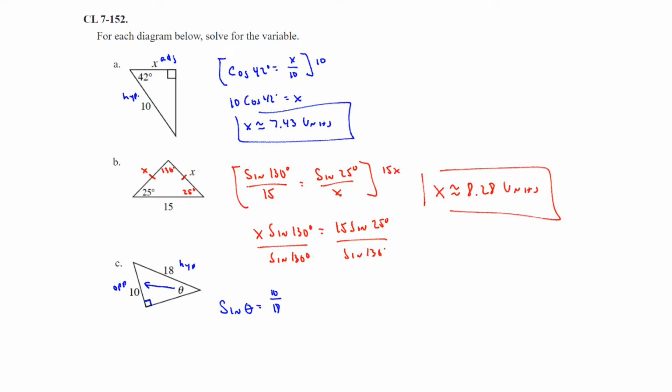And then to plug this in your calculator, because we're looking for the angle, we have to use the inverse of sine. So we're looking for the inverse of sine of 10/18, and that will give us the angle of theta. So theta is approximately 33.7 degrees. And once again, make sure you are pressing inverse of sine to get that angle measure.